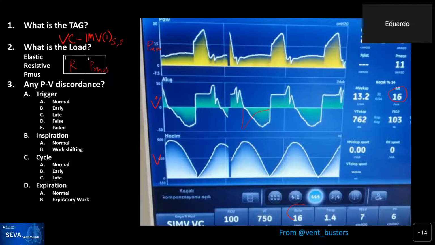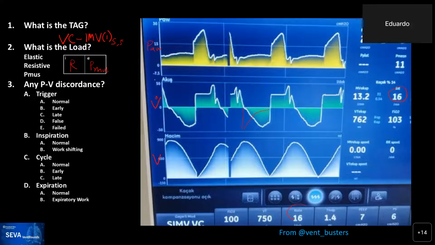Then in terms of the PV discordance, let's start with the trigger. Every single one of these breaths is machine triggered. So it's triggered by the machine based on the rate that the operator set. However, we see evidence of PMOS afterwards. So you can see the breath starts. This looks like a passive breath, rapid rise. The slope is consistent. And then there's this drop in pressure, a massive drop in pressure. Actually, you can see that the flow is still positive and it has not crossed zero. And so the pressure goes down and the flow goes up.